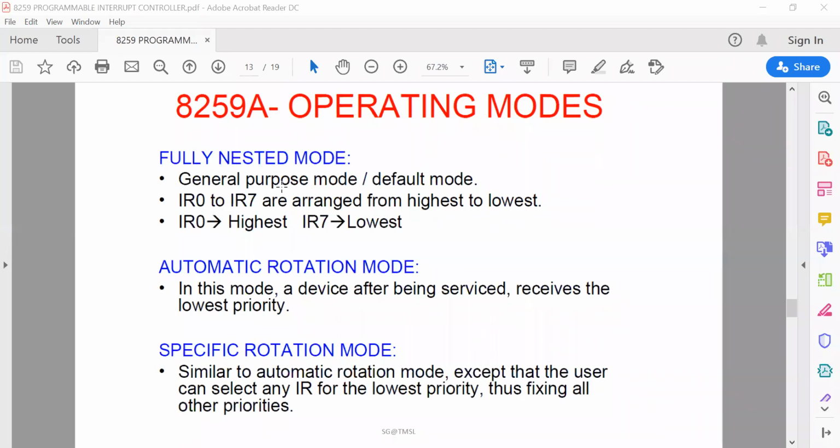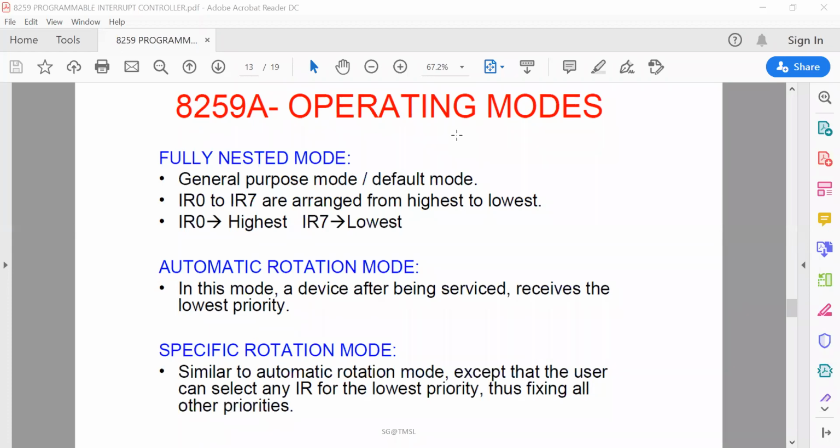In ICW4 there is a bit called the automatic end of interrupt bit, the AEOI bit. If this bit is set, then the corresponding ISR bit will be set. If the ISR, or in-service register, bit is set, then all the lower priority interrupts are stopped from functioning, but higher levels will generate an interrupt.